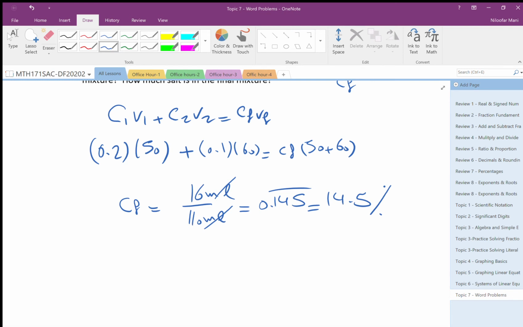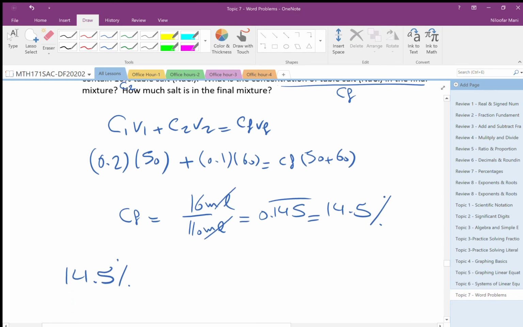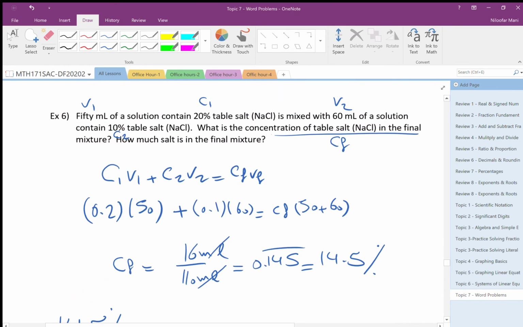Okay, look at this, so 4.5, okay, so that's that. That's the percentage, 14.5. So now it's asking how much salt you have in the final. So how much you have in final?